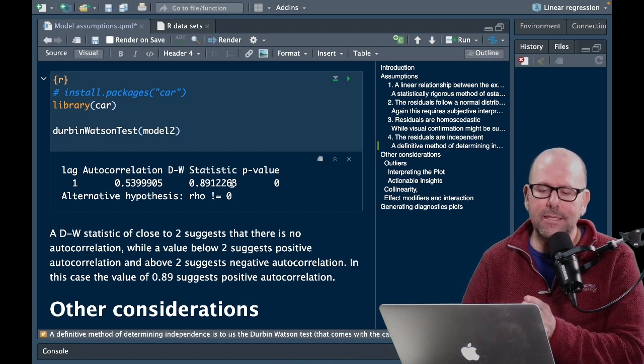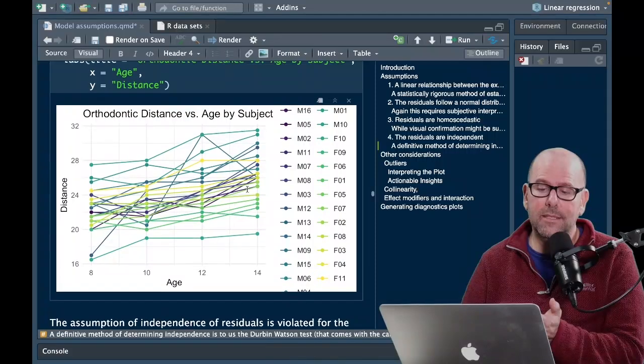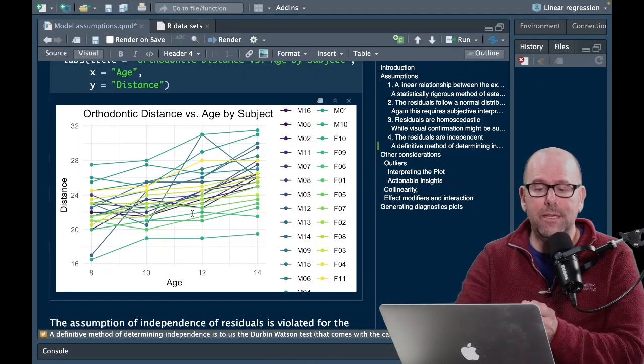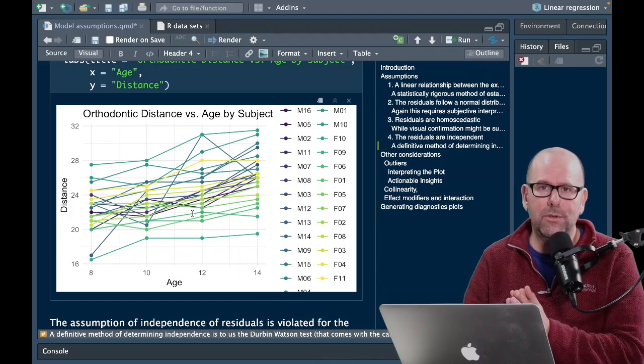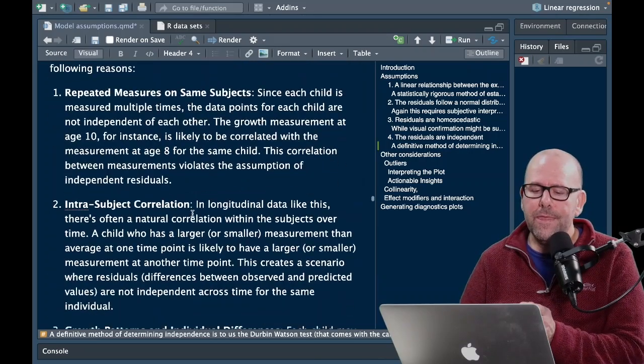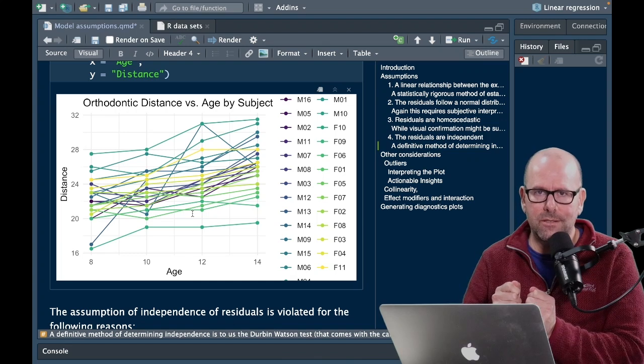residuals. In this case, it's not close to 2. It's 0.89, and that's because in this particular data set, it is in fact the case that we don't have independence of residuals because there is this time series problem that I described earlier on. Okay, so that is pretty much firstly how to visually look at, and secondly how to use tests to determine whether your assumptions are met.